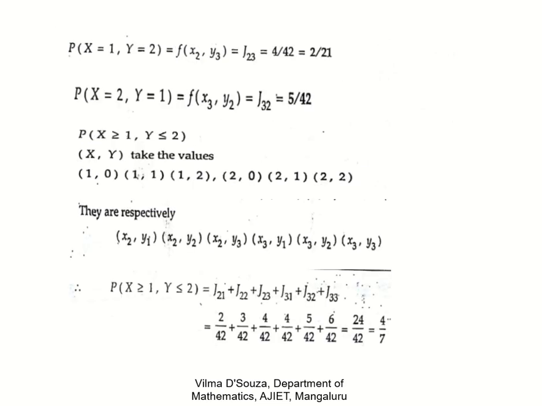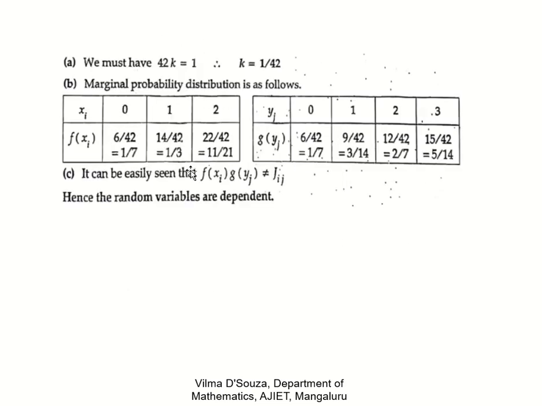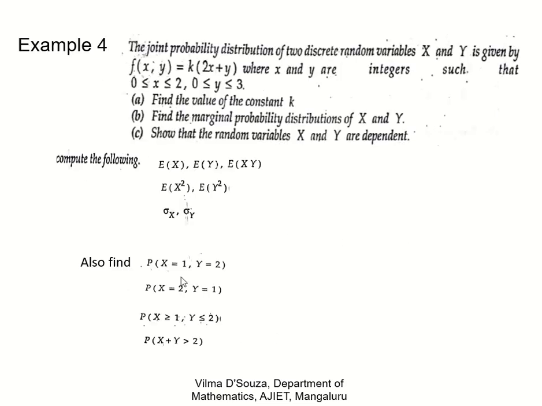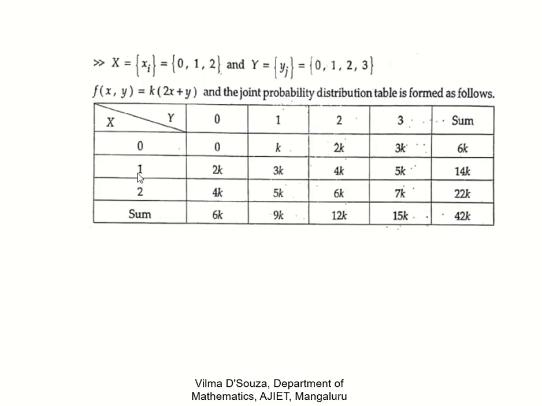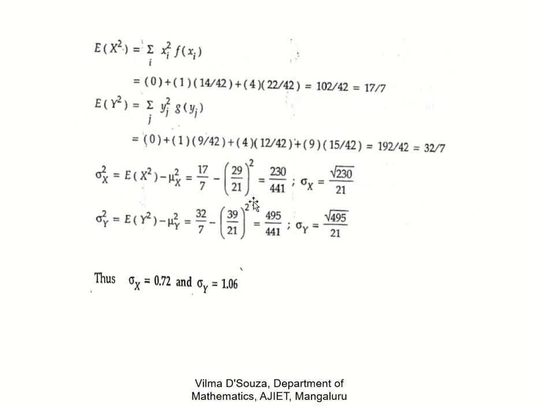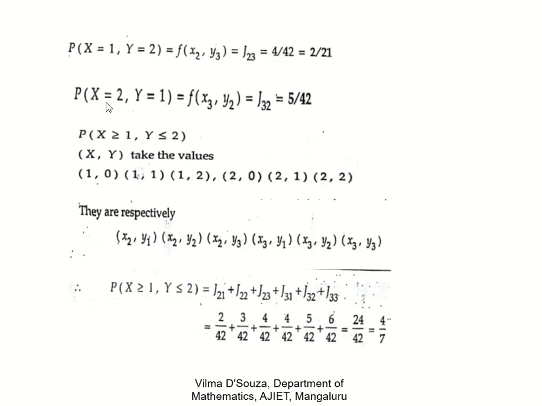Okay, the next part which you have not seen in any of the examples. So probability of x equal to 1, y equal to 2. Let me go back to the question. Probability of x equal to 1, y equal to 2. X is 1, y is 2. What is the probability? 4k. K is 1 by 42, so 4 by 42 or 2 by 21. Right? X equal to 2, y equal to 1. That is also similar. Verify.